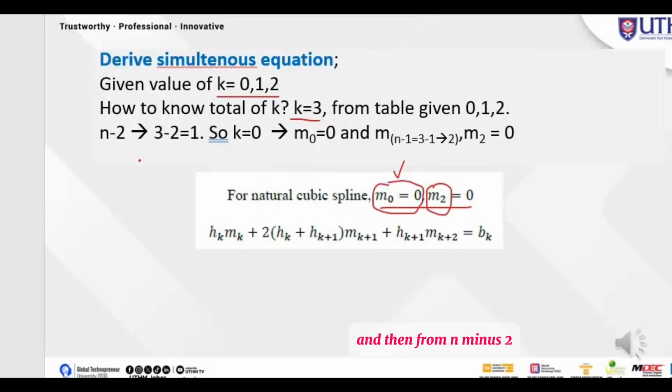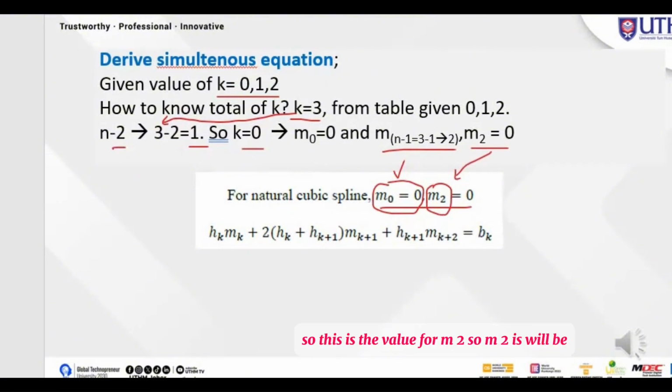Okay, and then from n minus 2, 3 here is meaning this one. Minus 2, we will have 1. So that's why K just only has one value, which is K0. Okay, so M0 is fixed. Then you look at here, Mn minus 1. N is referring to the K just now. So we have 3 minus 1, so we have M2. So this is the value for M2. So M2 will vary, okay, due to how many K's you have.